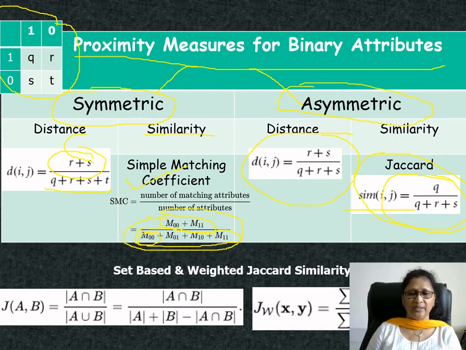ratio of cardinality of intersection to cardinality of union for the set-based approach. And for weighted approach, it is summation of all minimum values at numerator divided by summation of all maximum counts for all attributes.